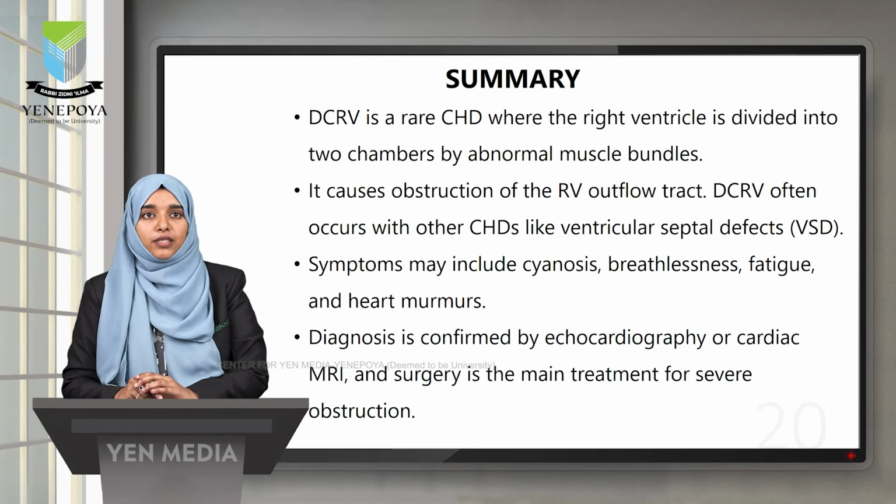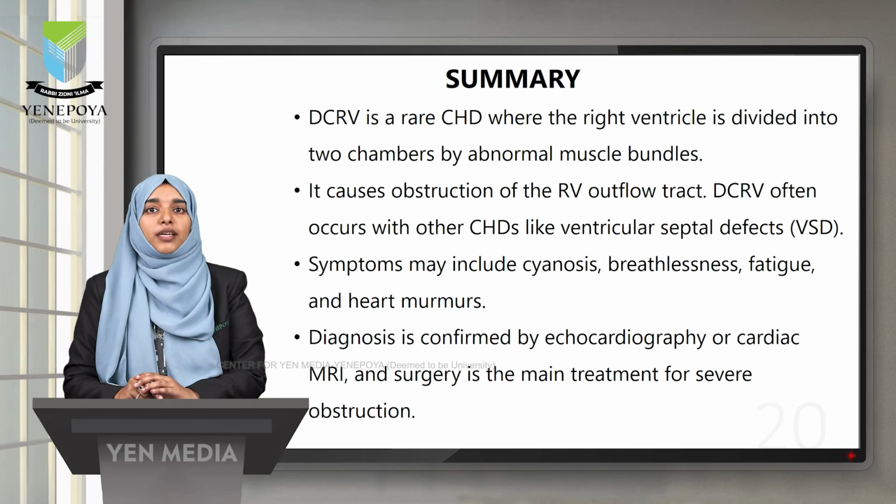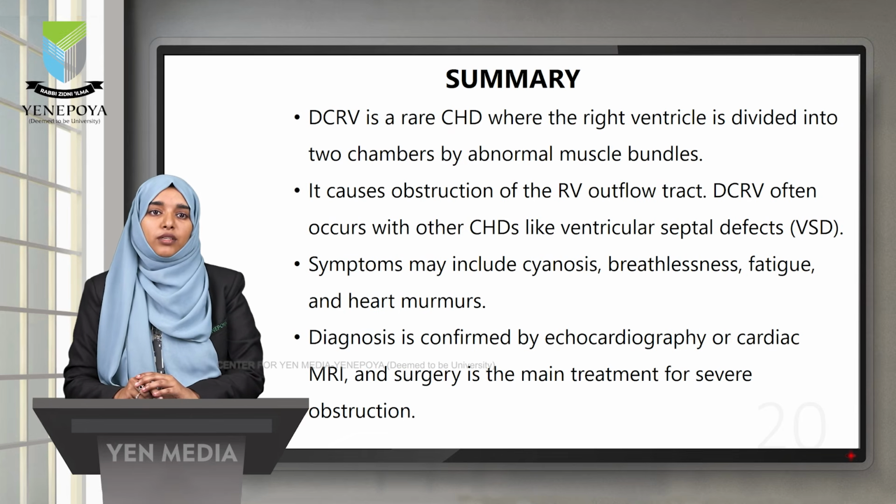Looking into the summary of DCRV. DCRV is a rare congenital heart disease where the right ventricle is divided into two chambers by abnormal muscle bundles. It causes obstruction of the right ventricular outflow tract. DCRV often occurs with other CHDs like ventricular septal defects. Symptoms may include cyanosis, breathlessness, fatigue and heart murmurs. Diagnosis is confirmed by echocardiography or cardiac MRI and surgery is the main treatment in case of severe obstruction.